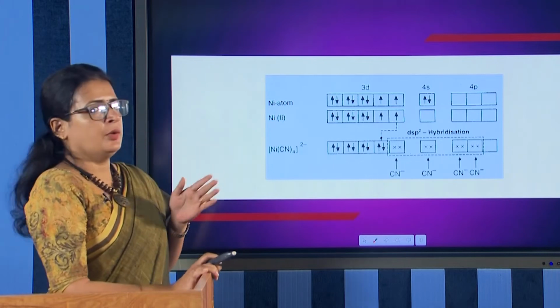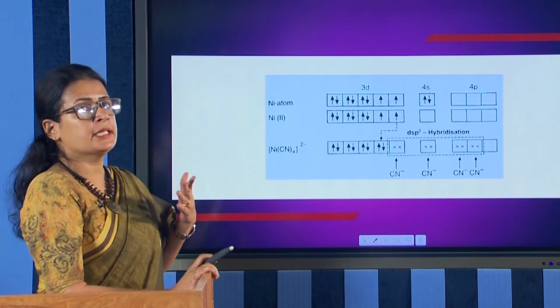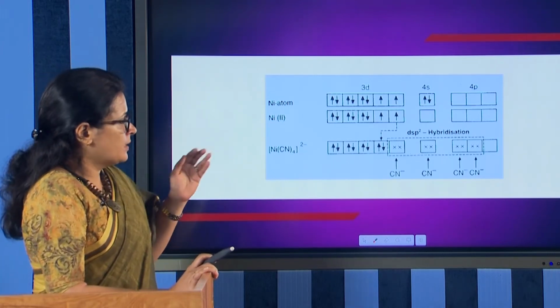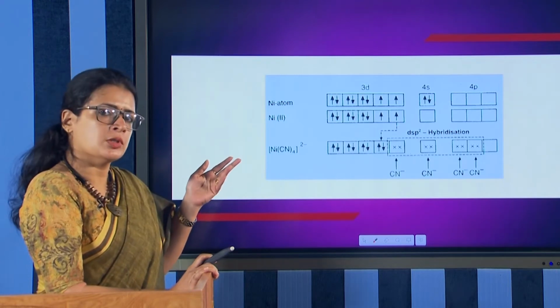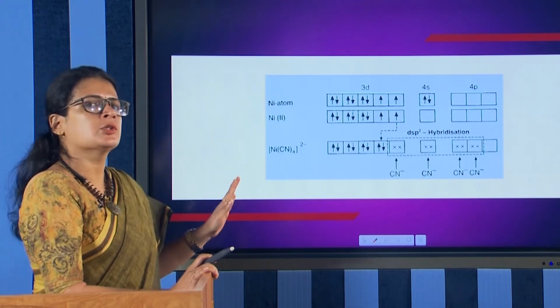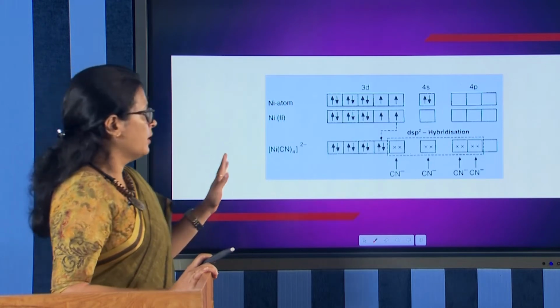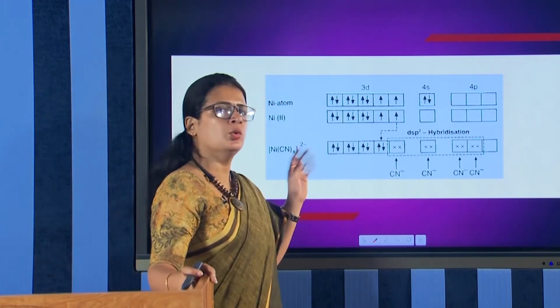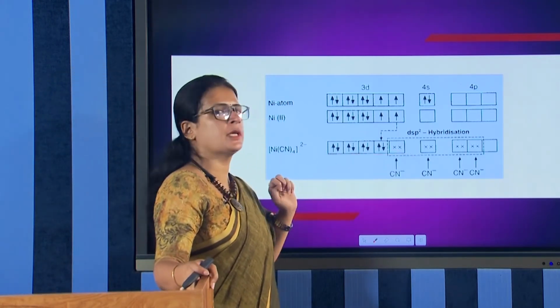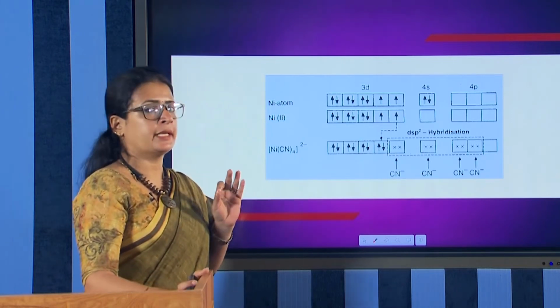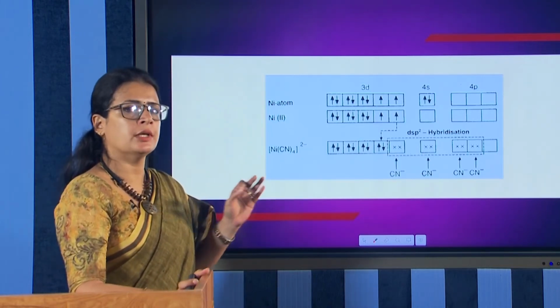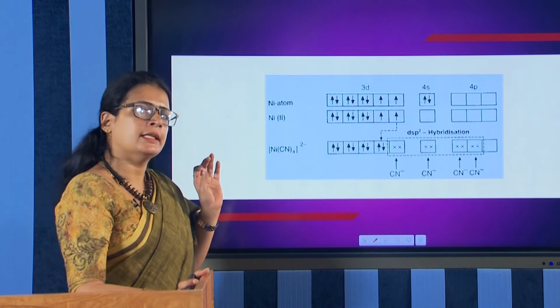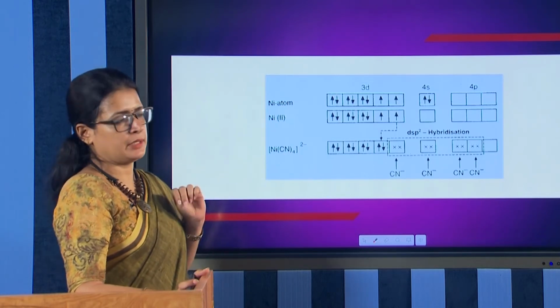And now you can comment on the magnetic property of the complex. See how many unpaired electrons are there? No unpaired electrons are there in the complex. Are there any unpaired electrons? No, no unpaired electrons. All the electrons are paired. So, the magnetic moment mu equal to 0 in this case, or we can say that the complex is diamagnetic.